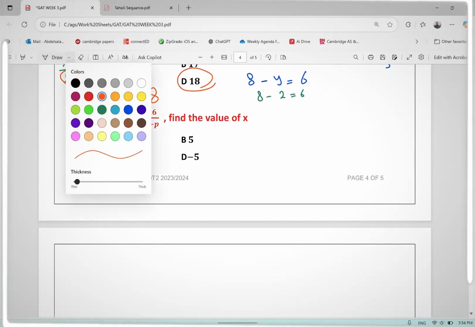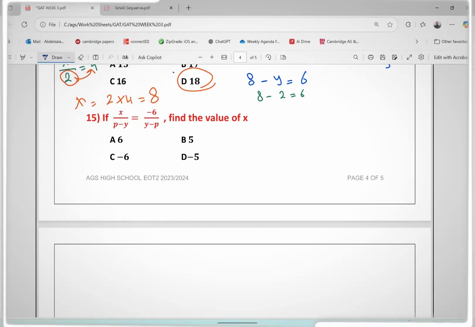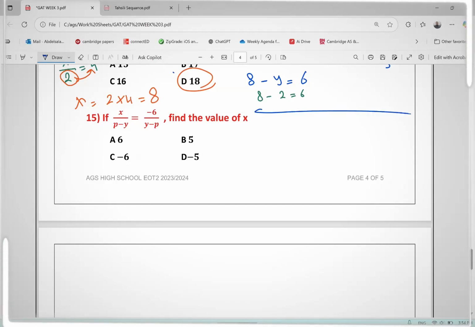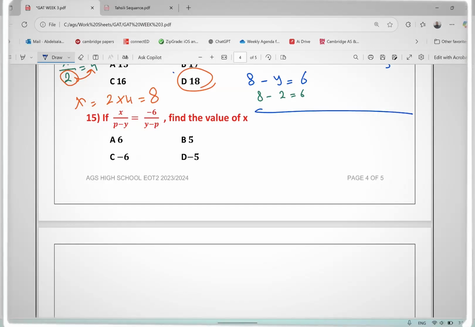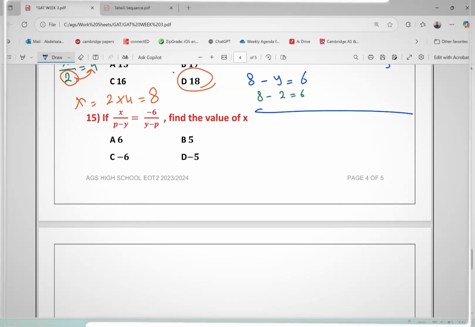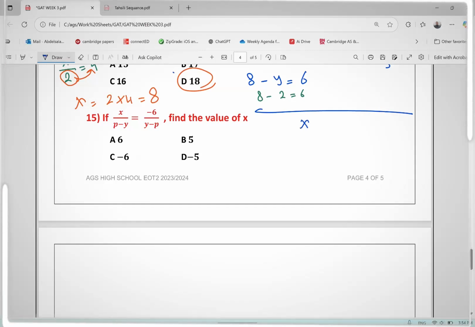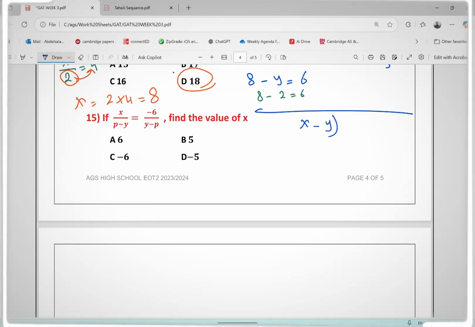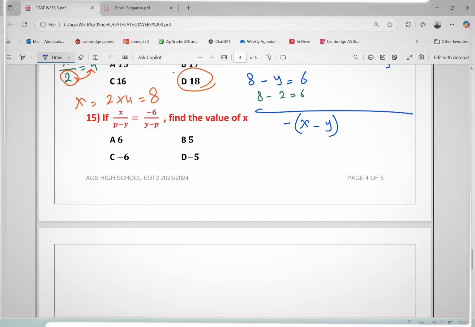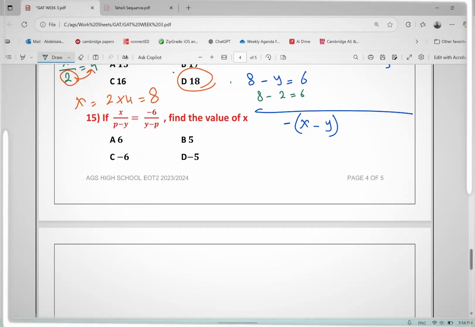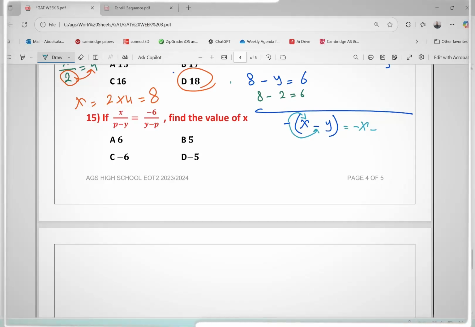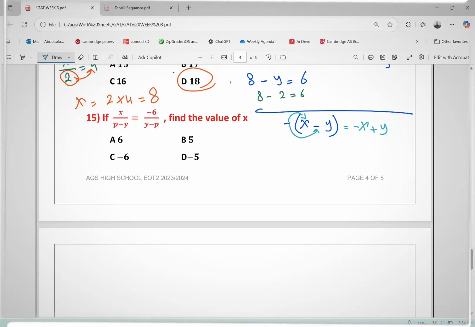Last question. Okay, Bismillah ar-Rahman ar-Rahim. Question 15. In this question, before we explain it, I have a property I have to explain for you. If you have x minus y, what happens if you put negative outside? What happens if you multiply it by negative? I will distribute the negative. So negative times x will be negative x. And negative multiplied by negative will be positive. Can I write it y minus x?